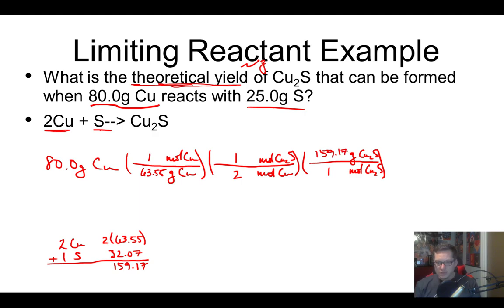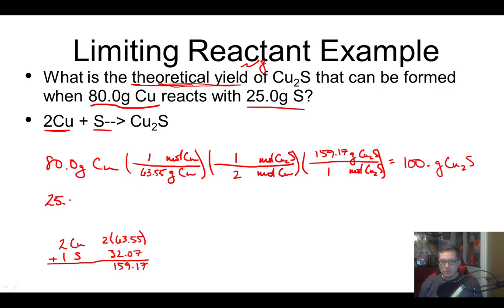So now we're just going to do the math here. So 80 divided by 63.55 divided by 2 times 159.17, and we get 100 grams even. So we got 3 sig figs, so it'll just be 100, and don't forget the decimal because we need to make sure that people know it's 3 sig figs. So this would be 100. grams of copper 2 sulfide. So if all 80 grams of copper react, this is how much copper sulfide we'd make. But we don't know, sulfur might make less than that, so we need to double check the sulfur.